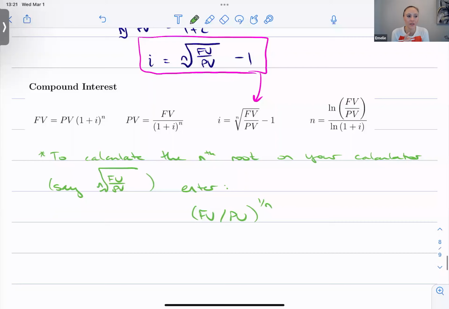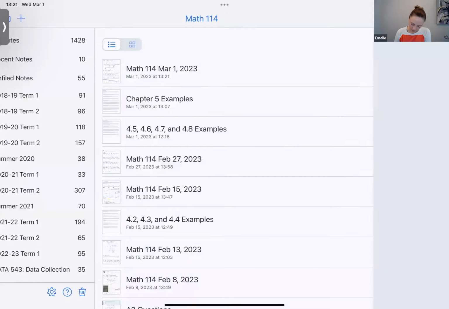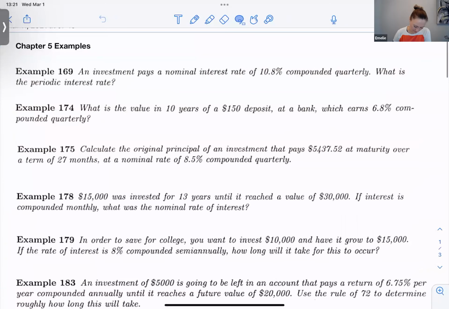A little bit trickier, right? Because we had to do a little bit more manipulating, but we have the formula, so I'm just going to use the formula since we have it. We've already derived it. Okay. Let's do an example.